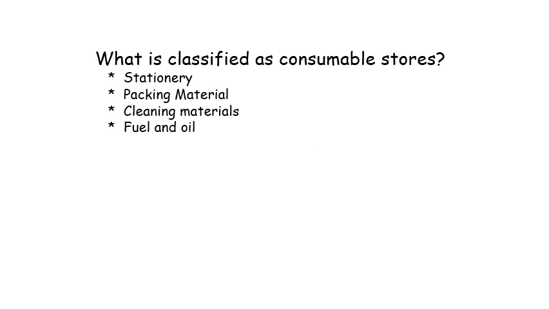Right, now what is classified as consumable stores? This is stationery, packing material, cleaning materials, fuel and oil. That means anything that's used in our business that is an expense that we have an inventory of or stock of. So consumable stores is stationery, packing material, cleaning materials, or fuel and oil, an expense which we have stock of.